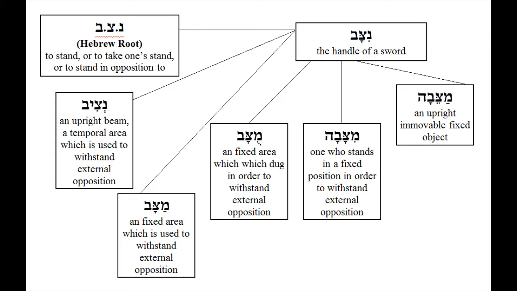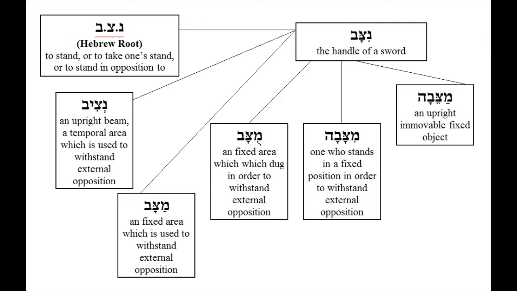And we just look at another root here, the third, nun tzadi bet, which is to stand or take one's stand, or to stand in opposition to, where you get the word nitzav, the handle of a sword. And here, the handle of a sword, the concept was you would hold the sword in your hand when you were going to fight in opposition to your enemy. And so they called this part of the sword the nitzav.